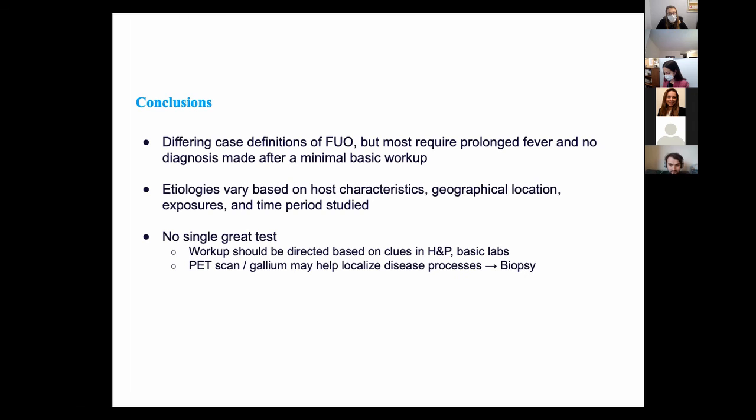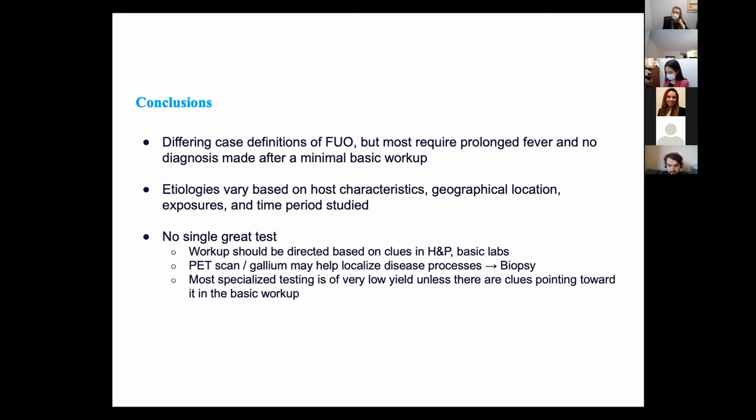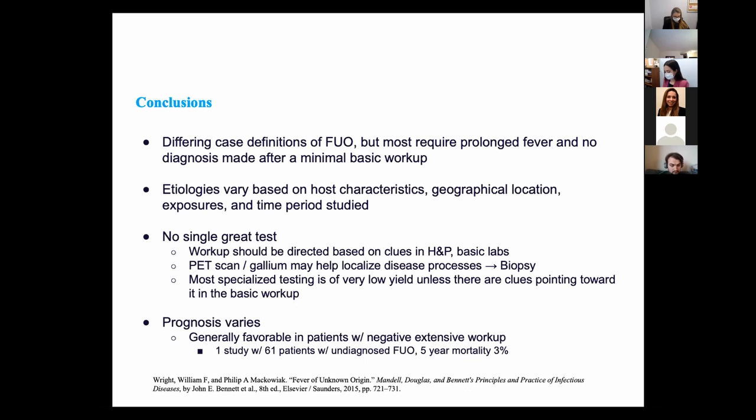Something like PET scans or galliums, if you're totally lost, may help localize your disease process, but then you want to follow that up with specific imaging to characterize the lesion, and you may need to biopsy it afterwards. And like I said, most specialized testing is very low yield unless that patient has clues. And then prognosis varies, but it's really pretty favorable in patients with an extensive negative workup. And one study with 61 patients with an undiagnosed FUO, their 5-year mortality was only 3%.